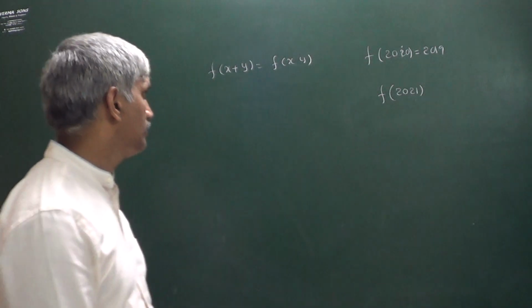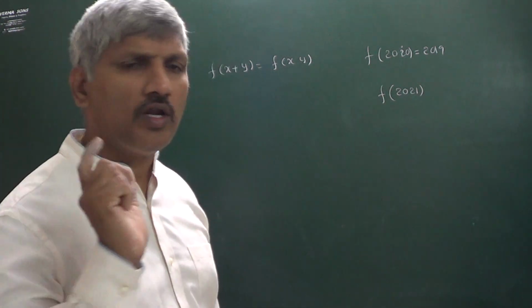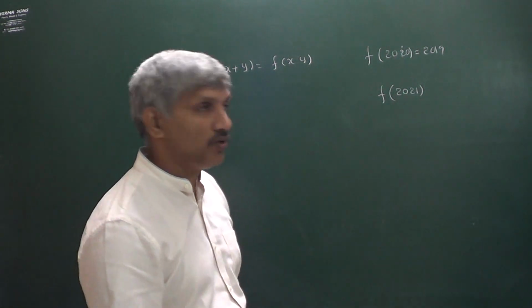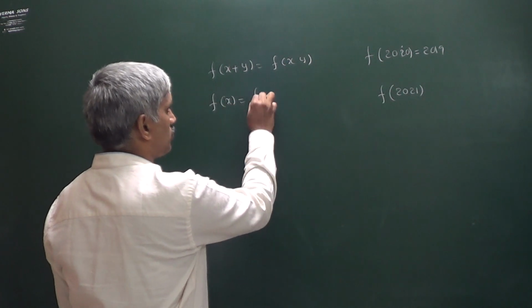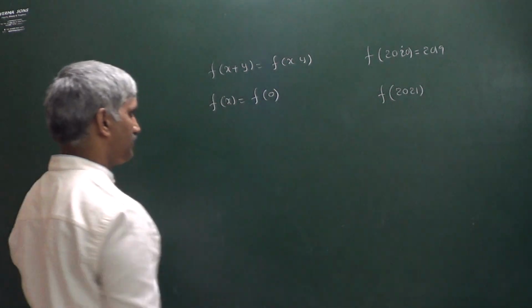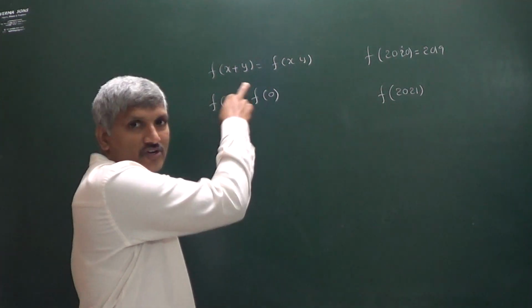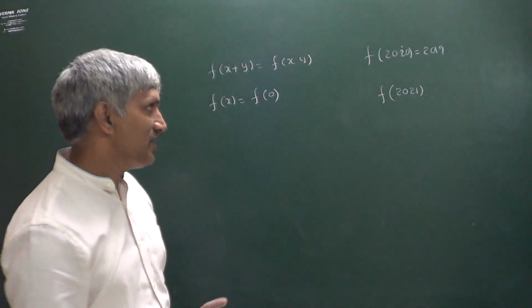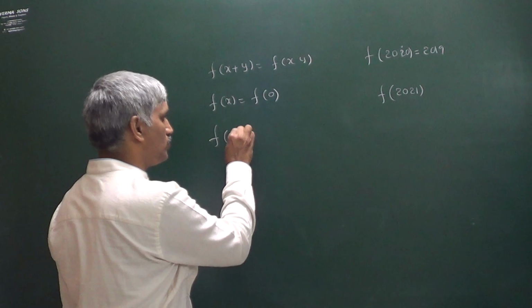Then he is asking f(2021) is equal to what. f(x + y) is equal to f(xy) is given for all x, y belongs to R. That's why what I am taking is y equal to 0. If you put y equal to 0, what information will we get? f(x) is equal to f(0). What is the meaning of that? We got f(0), which means f(x) is a constant function, that means f(x) is equal to k.